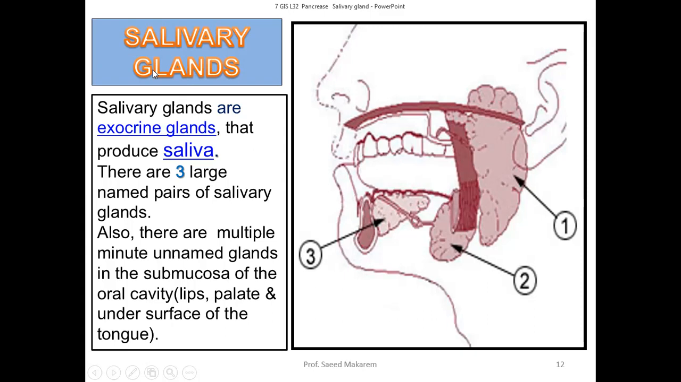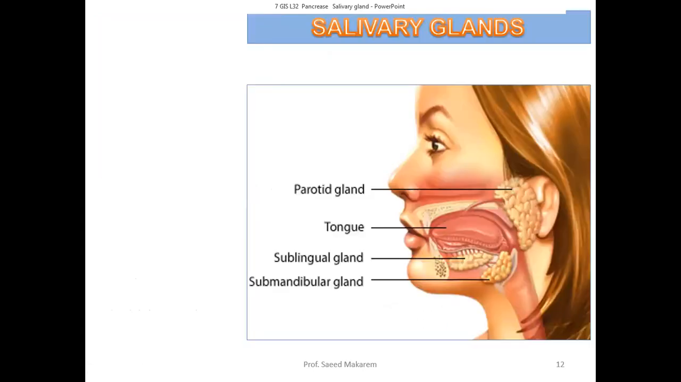Okay. Coming to the salivary glands, they are exocrine glands because they have ducts that produce the saliva. They are present around the oral cavity and they produce the saliva. There are three large named pairs of salivary glands. So there are three glands here. If you see this picture, besides all three, there are multiple minute unnamed glands in the submucosa of the oral cavity, lip, palate, and the surface of the tongue. So they are initially minute glands, multiple glands joined together to form the masses here.